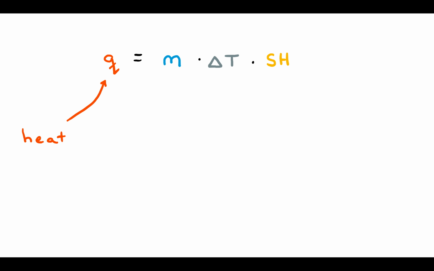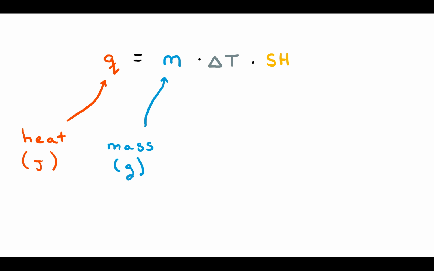So Q represents heat, and that's how much heat you're going to need to heat something up. The units for heat are going to be joules. M is the mass, that's how much stuff you're going to be heating up. And the units you're going to have for mass are grams.